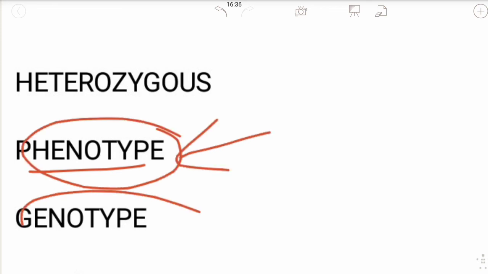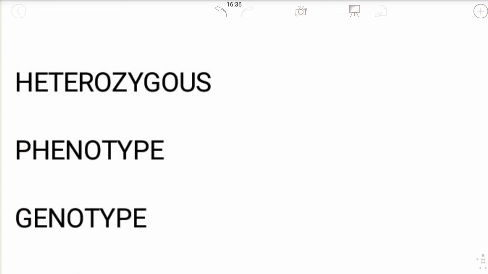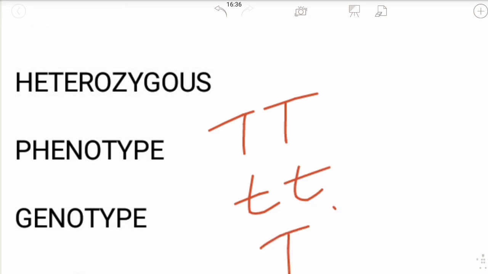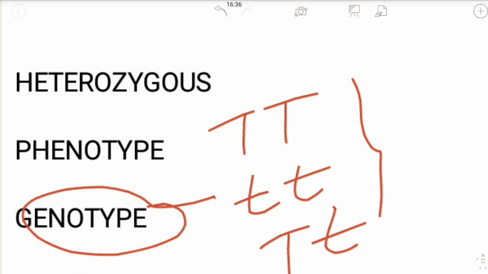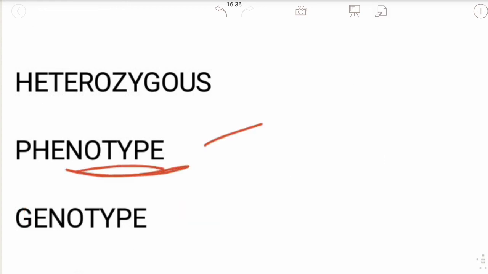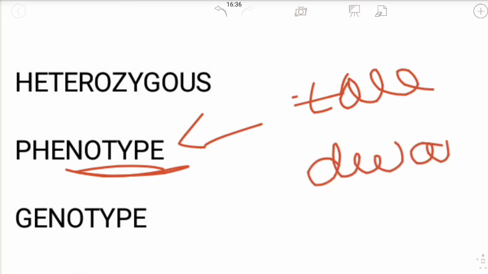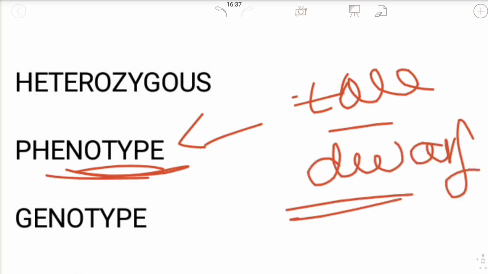Understood? Next comes, what is genotype? It is a genetic character. It is the set of genes. For example, capital T capital T, capital T small t, and small t small t. These are called genotypes because they define the genetic character. Whereas phenotype can be tall or dwarf. These are the phenotype, meaning it is expressing the physical character, that can be tall, it can be short. These are some of the examples.